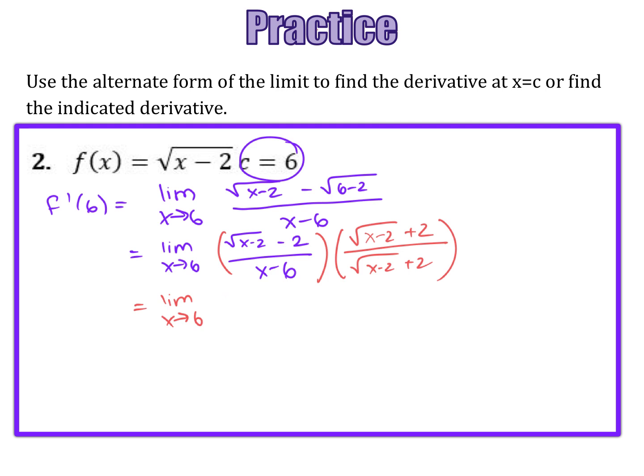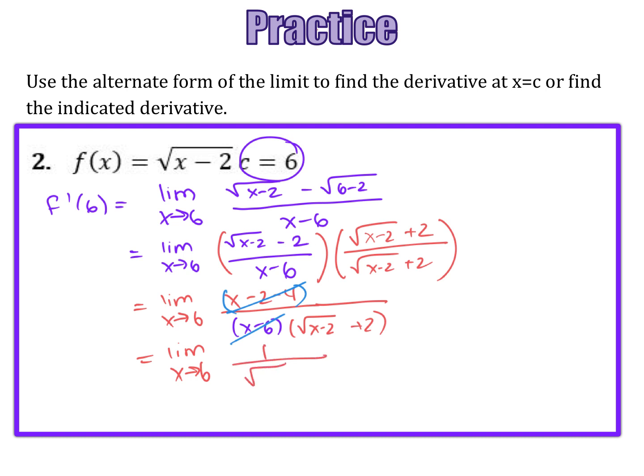So in the numerator, now I'm going to have x minus 2 minus 4 over the x minus 6 that was already in the denominator times this conjugate, the square root of x minus 2 plus 2. Well, x minus 2 minus 4, that is x minus 6, so these are going to divide out. So I'm going to have the limit as x approaches 6 of 1 over the square root of x minus 2 plus 2. And now I can actually just plug in 6. That's going to give me 1 over the square root of 4 plus 2. So 1 over 2 plus 2, f prime of 6 is going to equal 1 over 4.